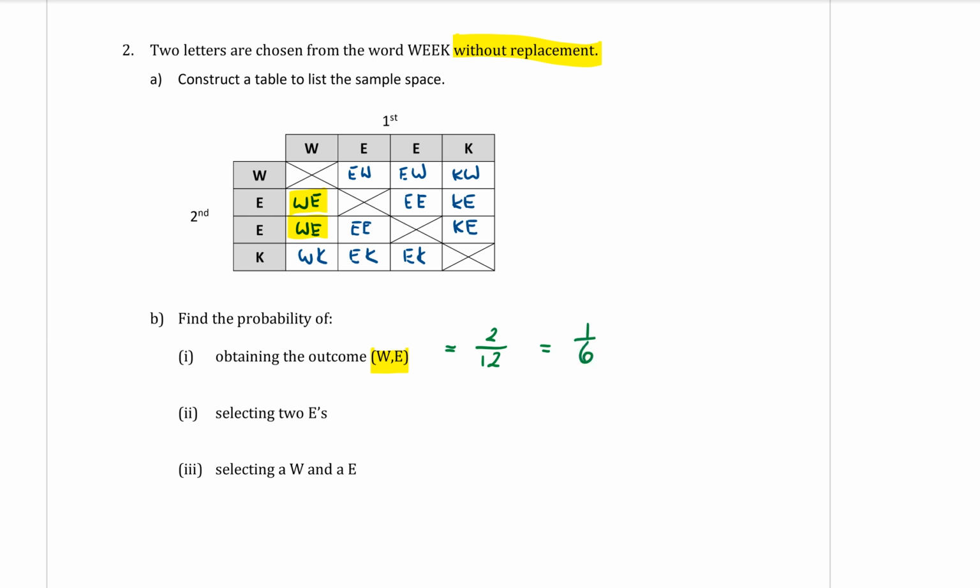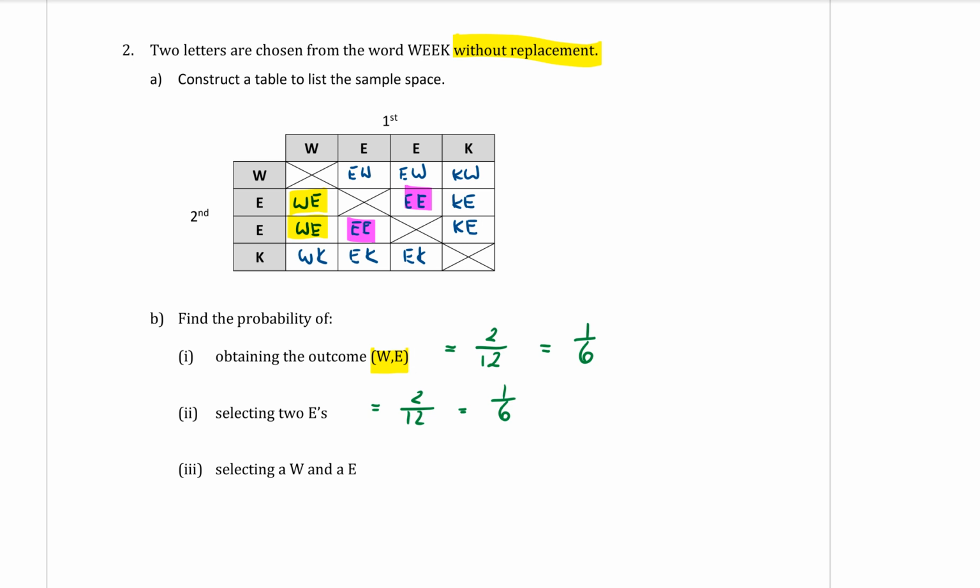Next, we want the probability of selecting 2 E's. So that's that one and that one. So again, there's 2 of them. So 2 out of 12. Coincidentally, exactly the same answer.